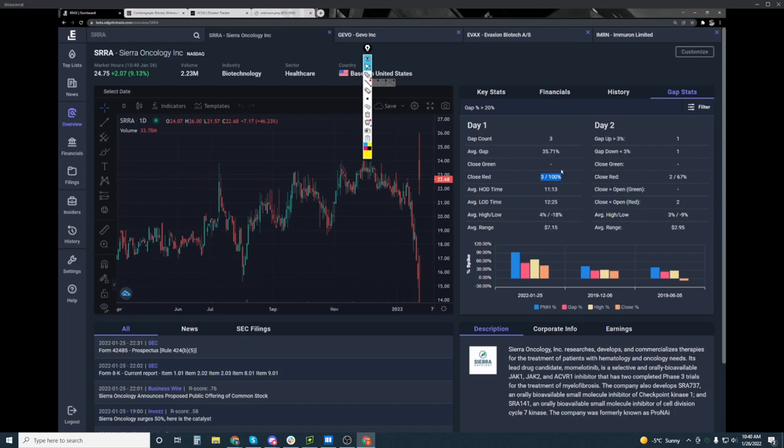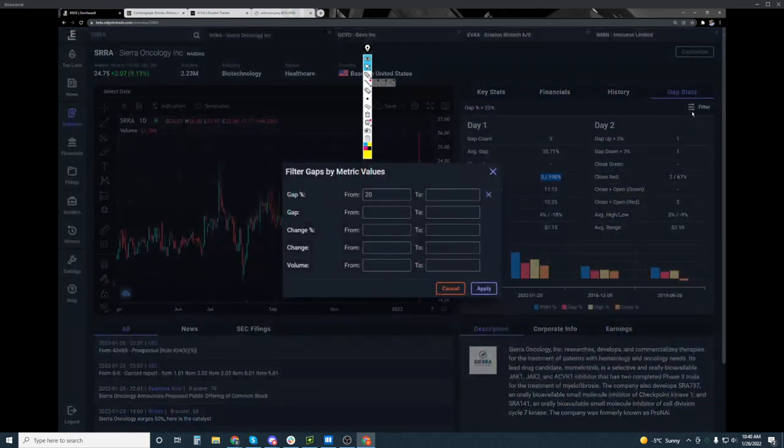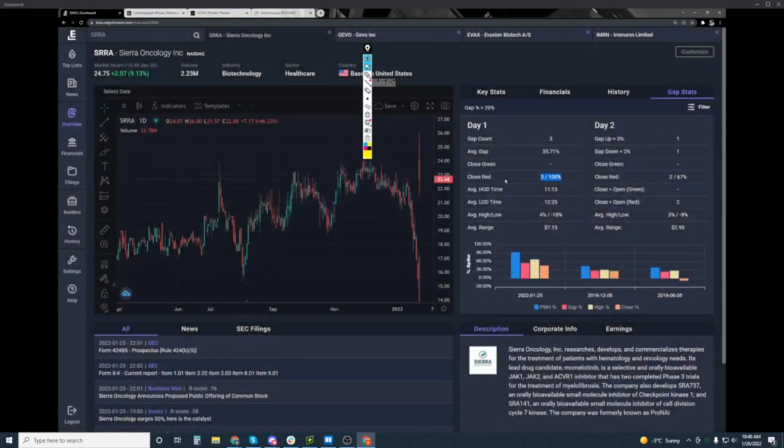So we have three gappers with the filter over here of each gapper being at least 20%. And all those three gappers close red on the day. So that means close red, close below the open level. And the average extension, so from the open to the high of the day, is plus 4%. So again, it's not one of those stocks that I'm looking to go long.